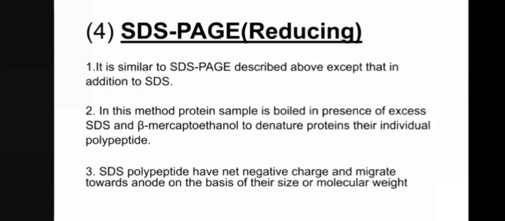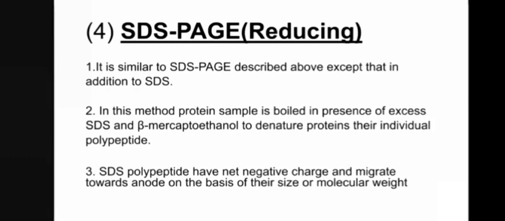SDS polyacrylamide gel electrophoresis, reducing form. It's similar to SDS polyacrylamide gel electrophoresis described above, except that in addition to SDS, in this method the protein sample is boiled in presence of excess SDS and beta-mercaptoethanol to denature protein into their individual polypeptides.